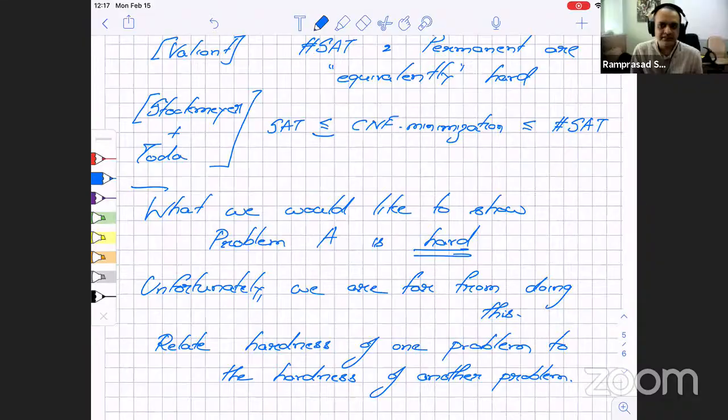Prahlad, the screen appears to be frozen. Yeah. I don't know why. I think I just logged out completely. One second.